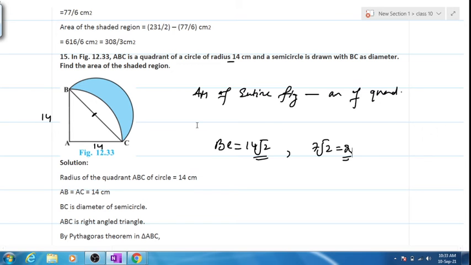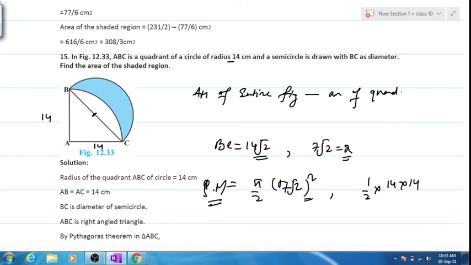Once you get the radius, the work is done. We'll be able to calculate pi by 2 r square, with r as 7 root 2. This is the area of the semicircle. And the area of the triangle will be how much? Half into 14 into 14, that is 14 into 7. Now you add up these two and then subtract this quadrant from it.